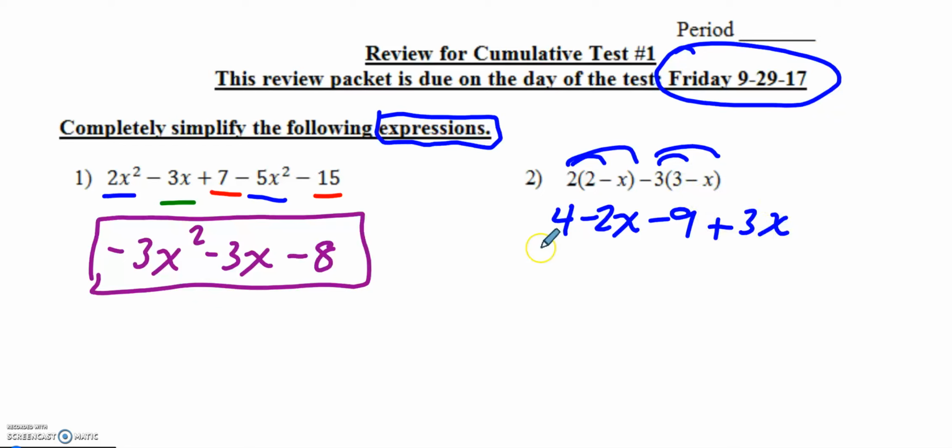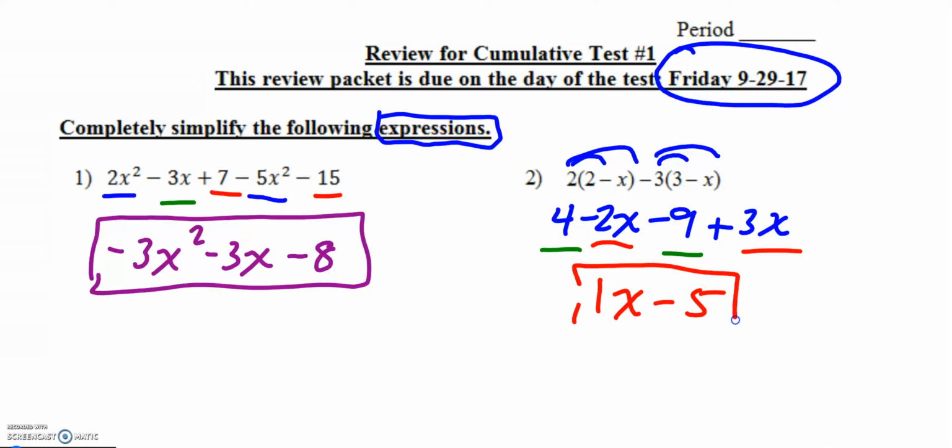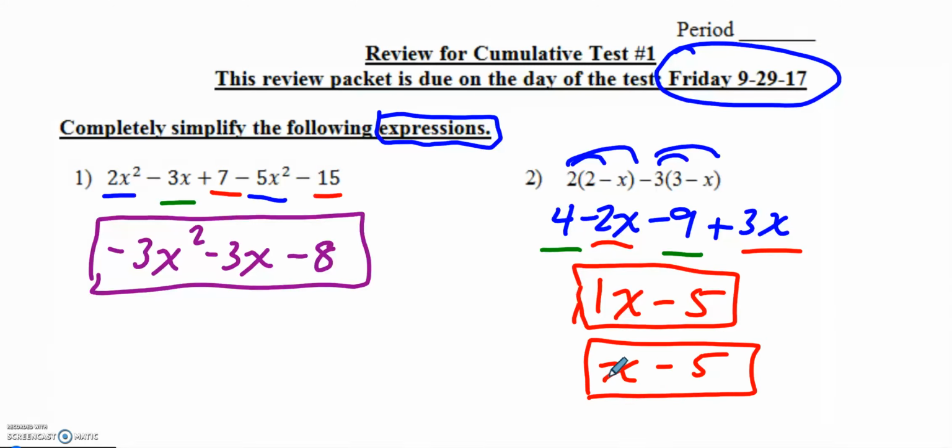Again, if we think about like terms, 4 and negative 9 can be combined together. Negative 2x and positive 3x can be combined together. 3x minus 2x is a 1x. 4 combined with a negative 9 is minus 5. So you could either write your answer like this or as just x minus 5. Please don't solve this any further because this does not have an equal sign.